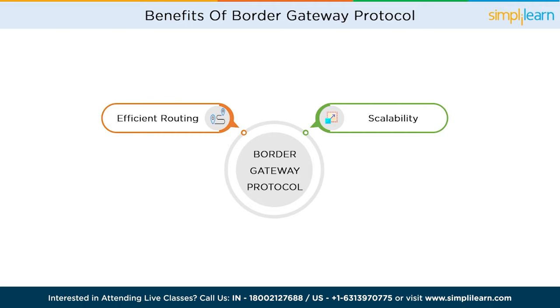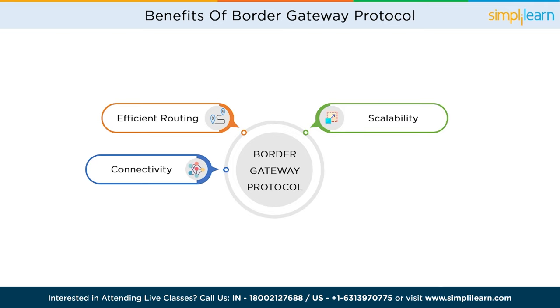Scalability. BGP is highly scalable, allowing the internet to accommodate the immense growth of networks and users. With BGP, the internet can seamlessly handle the increasing number of connected devices and networks, ensuring smooth operations even as the internet expands. Multi-homed connectivity. BGP supports multi-homed connectivity, which means that an organization can connect to multiple internet service providers simultaneously.